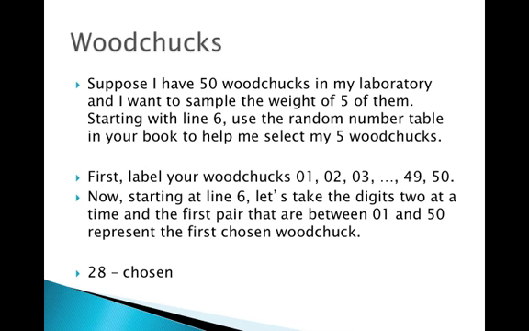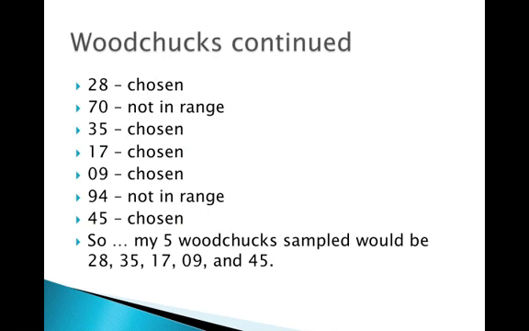Okay, so the first pair of numbers is 28, so we're going to choose that woodchuck. And then we get 70. That's not in the range, so we skip it and go to the next 2-digit pair. So 35, we're going to choose it. 17, we choose it. 09, we're going to choose it. 94 is not in the range, so we skip and we go to 45. And that is in our range, so we're going to choose woodchuck number 45. So my 5 woodchucks sampled would be 28, 35, 17, 9, and 45.